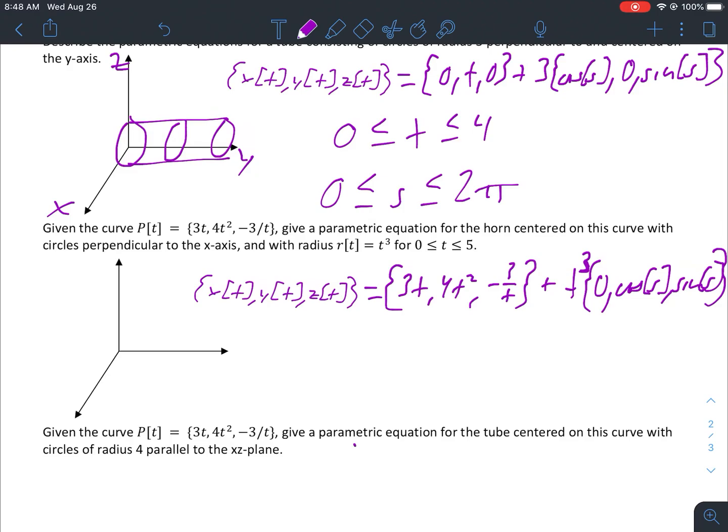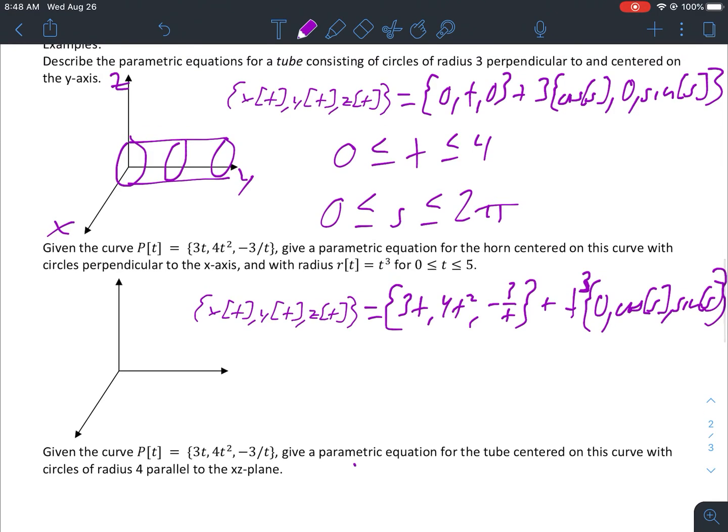Okay, so this time they do tell us what they want t to be here. So obviously we're going to let t be from 0 to 5. And s, once again, if we wanted to complete a full circle, go from 0 to 2 pi.